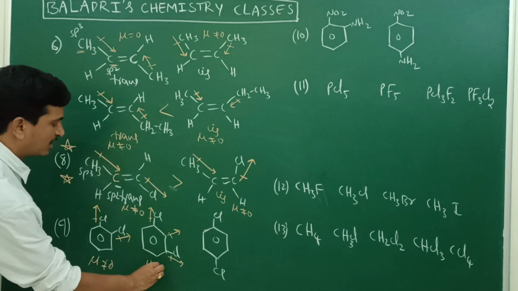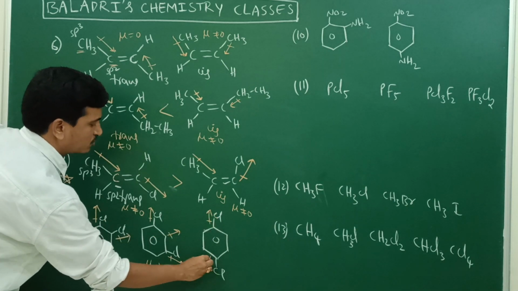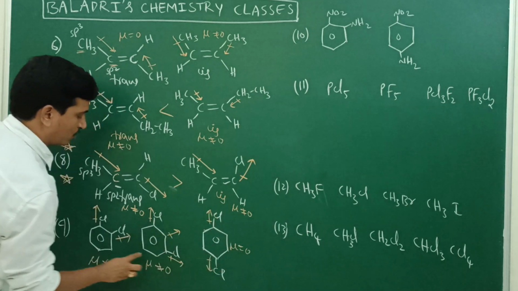Here also dipole moment is not equal to 0. But you can take para. Exactly, they are equal and opposite. That's why the resulting dipole moment of this molecule is what? 0.